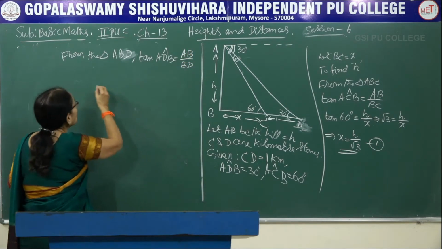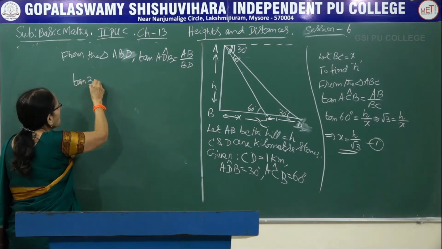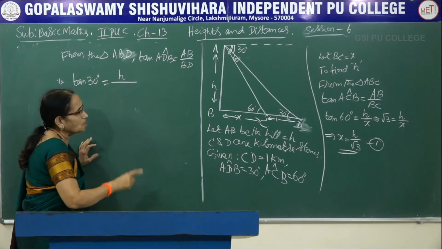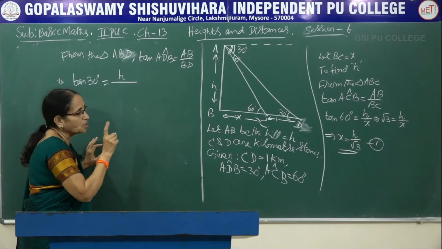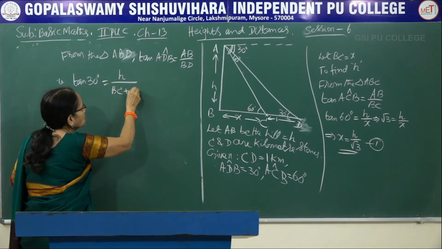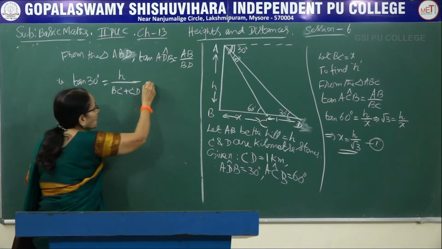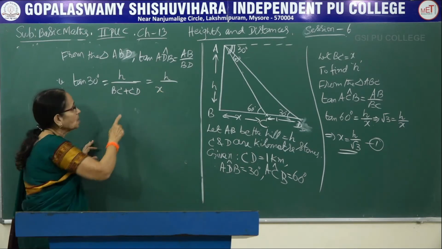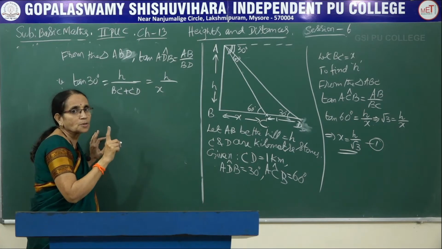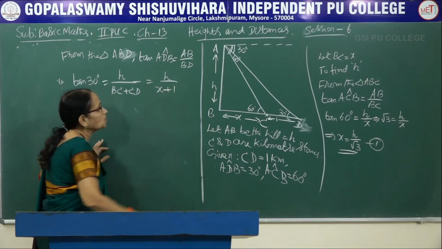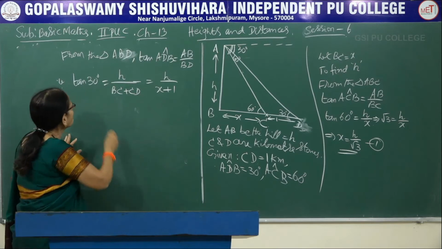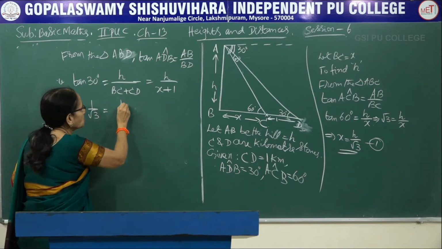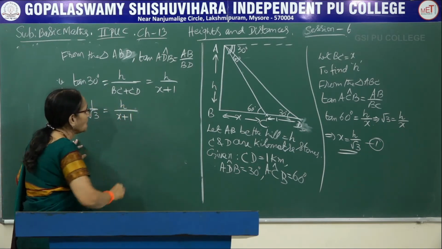Now let me write the actual value of the angle. That is tan of 30 degrees, and AB, what is AB? It is H. And BD, look at the figure. It can be split into two parts, that is BC plus CD. Now H you write as it is. What is BC? BC has been denoted as X. And what is CD? It is the distance between two consecutive kilometer stones and whose value is given to be 1. Now tan 30, what's the value of tan 30? Again it is a standard value, 1 by root 3, equal to H divided by X plus 1.